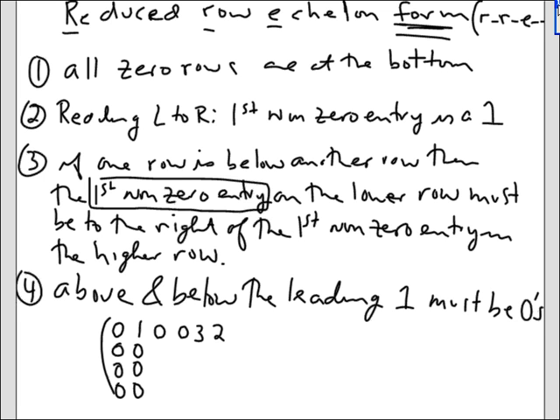Why must it be 0? This couldn't be a 1, because the 1 in the second row has to be to the right of this 1 in the first row. The 1s have to go to the right. So for row 2, the first 1 can be here, or it could have been anywhere to the right. Above it and below it, zeros.